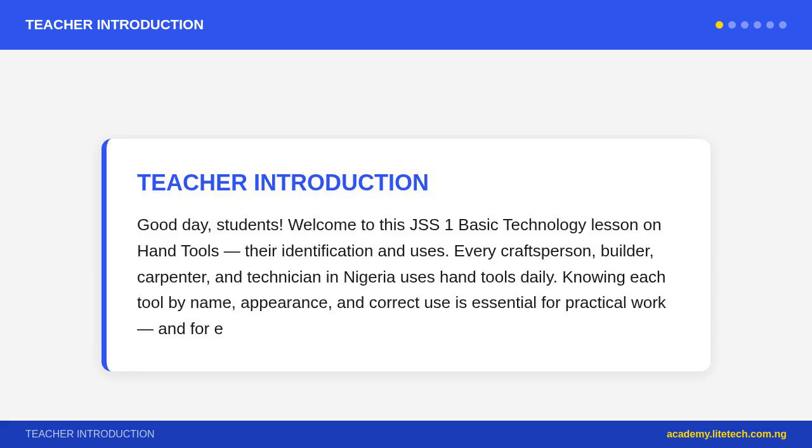Hand tools are tools powered by human effort, not electricity or fuel. They are used for cutting, measuring, marking, shaping, joining, and finishing materials. Categories: measuring and marking tools, cutting tools, shaping and smoothing tools, drilling and boring tools, joining and assembly tools.